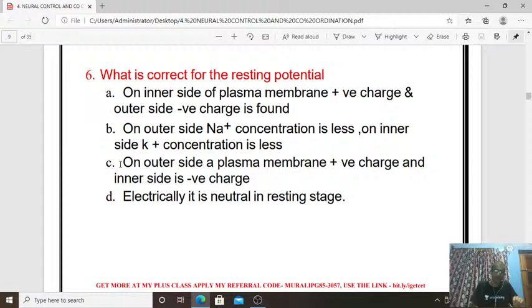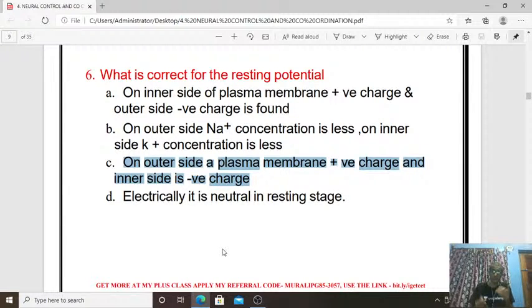We can observe positive charge on the outer side of the plasma membrane of that axon and negative charge on the inner side. So the answer is C for question number 6. The plasma membrane of the axon is called the axolemma. Outside the axolemma it is positive charge, and inside the axolemma, in the axoplasm, the cytoplasm of the axon, it is negative charge.